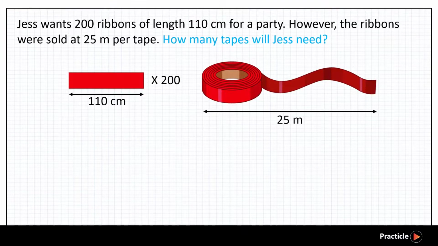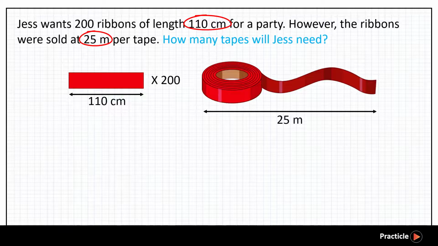Trap number 1. If you're feeling really nervous during your PSLE Math exam, you might not have noticed that the units of measurements that are given are different. Do you see that? We have the length of each ribbon given in centimeters, and then we have the length of the tape given in meters. Now the first thing we need to do is to change everything to the same units so that it's easier for us to work with, alright?